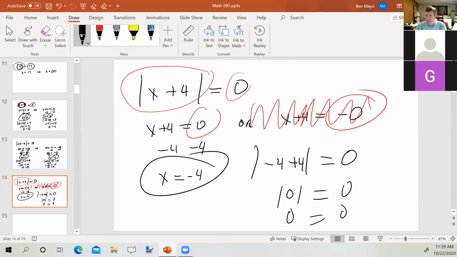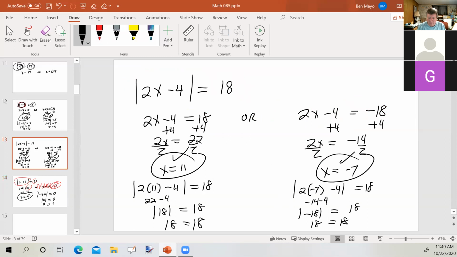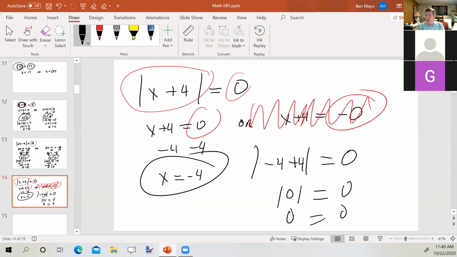So backing up for a minute, if we have an absolute value by itself equal to a positive number, there are 2 equations to consider. If we have an absolute value equal to 0, there is just one equation to consider. All right.